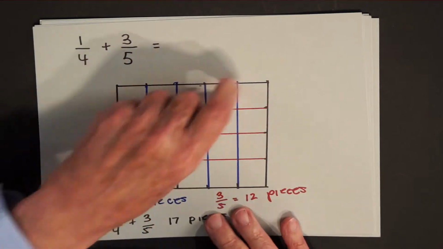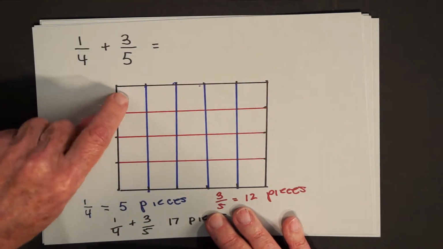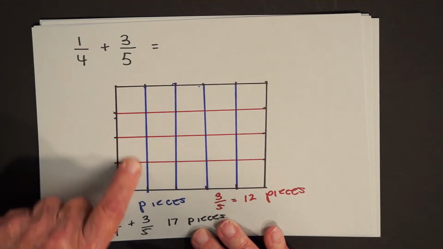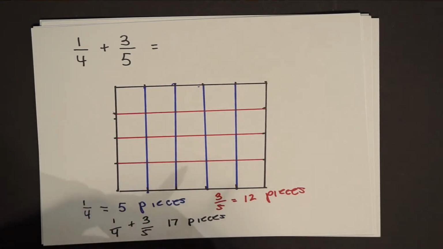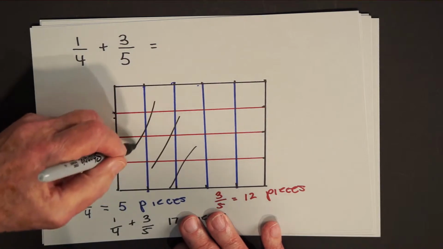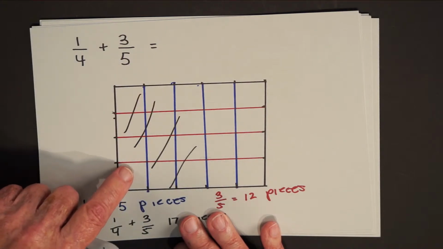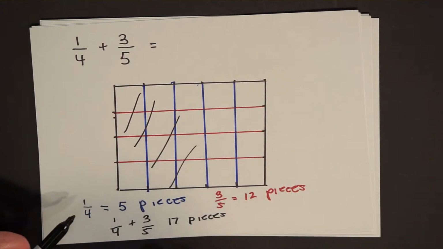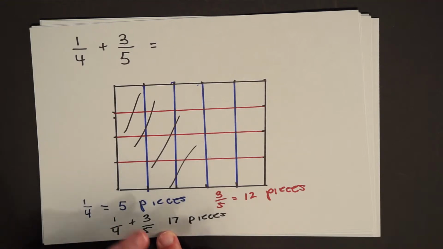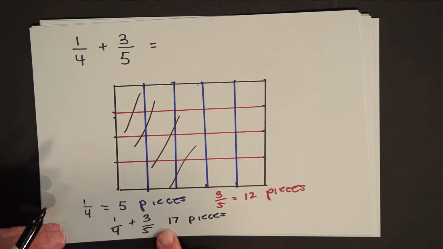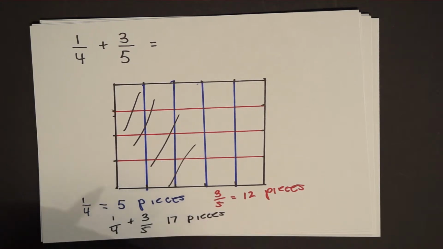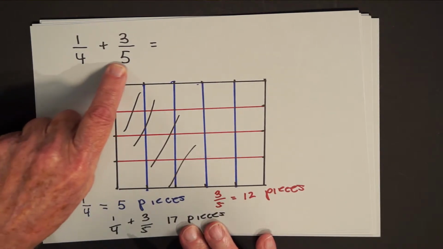So now what happens? 1/4 of my rectangle are these 5 pieces. And what's 3/5? This is 1/5, 2/5, 3/5. What do I have? I have 3 pieces, 4 times, that's 12 pieces. So 1/4 of the rectangle plus 3/5 of the rectangle, and notice I'm not saying what the rectangle represents, would be 17 pieces. Well, that's the right answer if the noun was pieces, but what noun is implied over here?